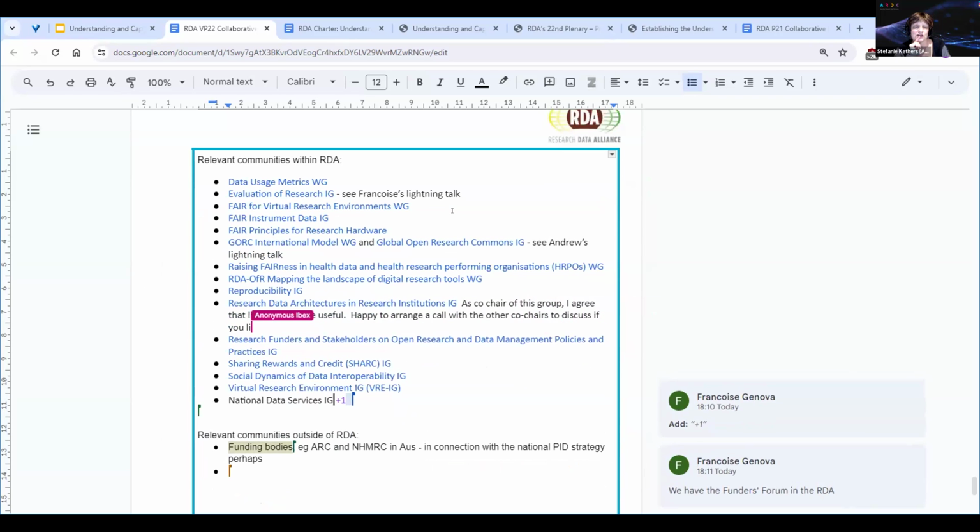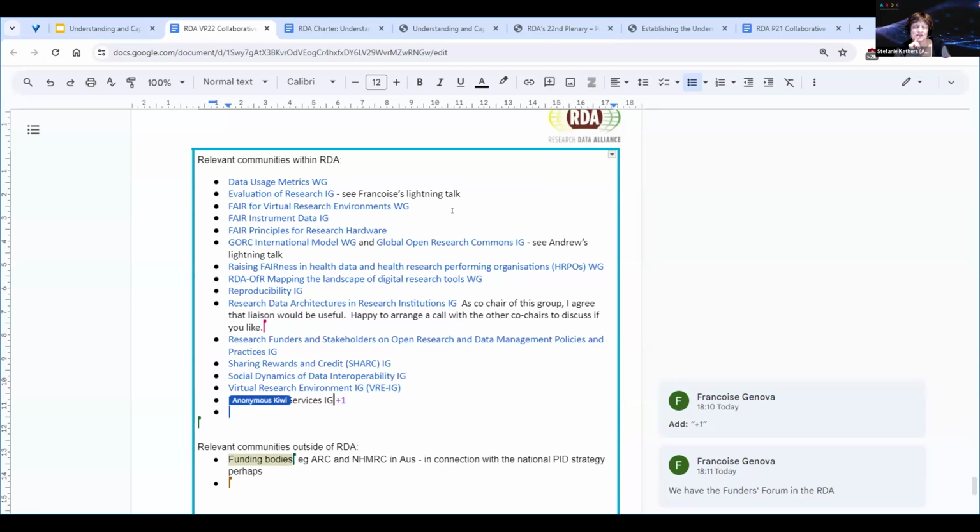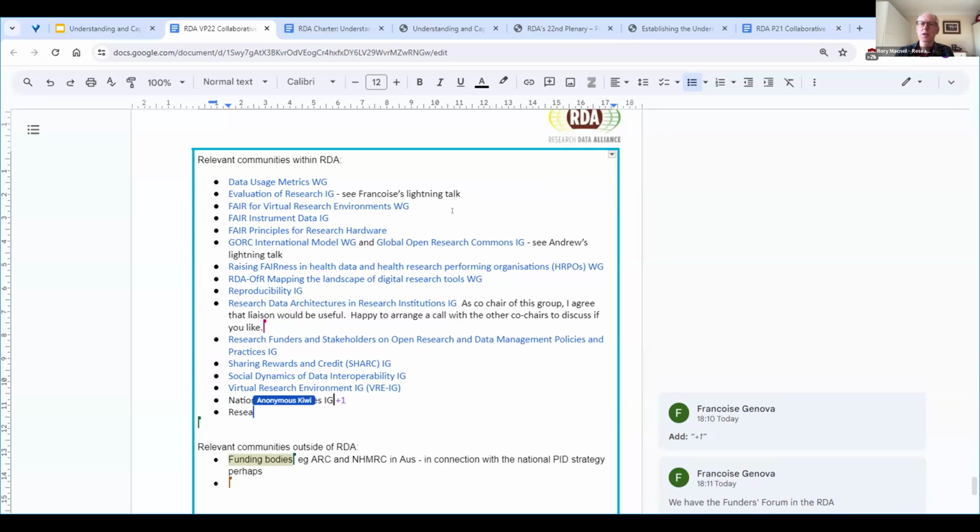Does the Research Data Architectures and Research Institutions group have a session at this plenary? Yes, we just had a single session. It was really interesting. And if Pity Dale is still here, thank you. She helped us to put it together.